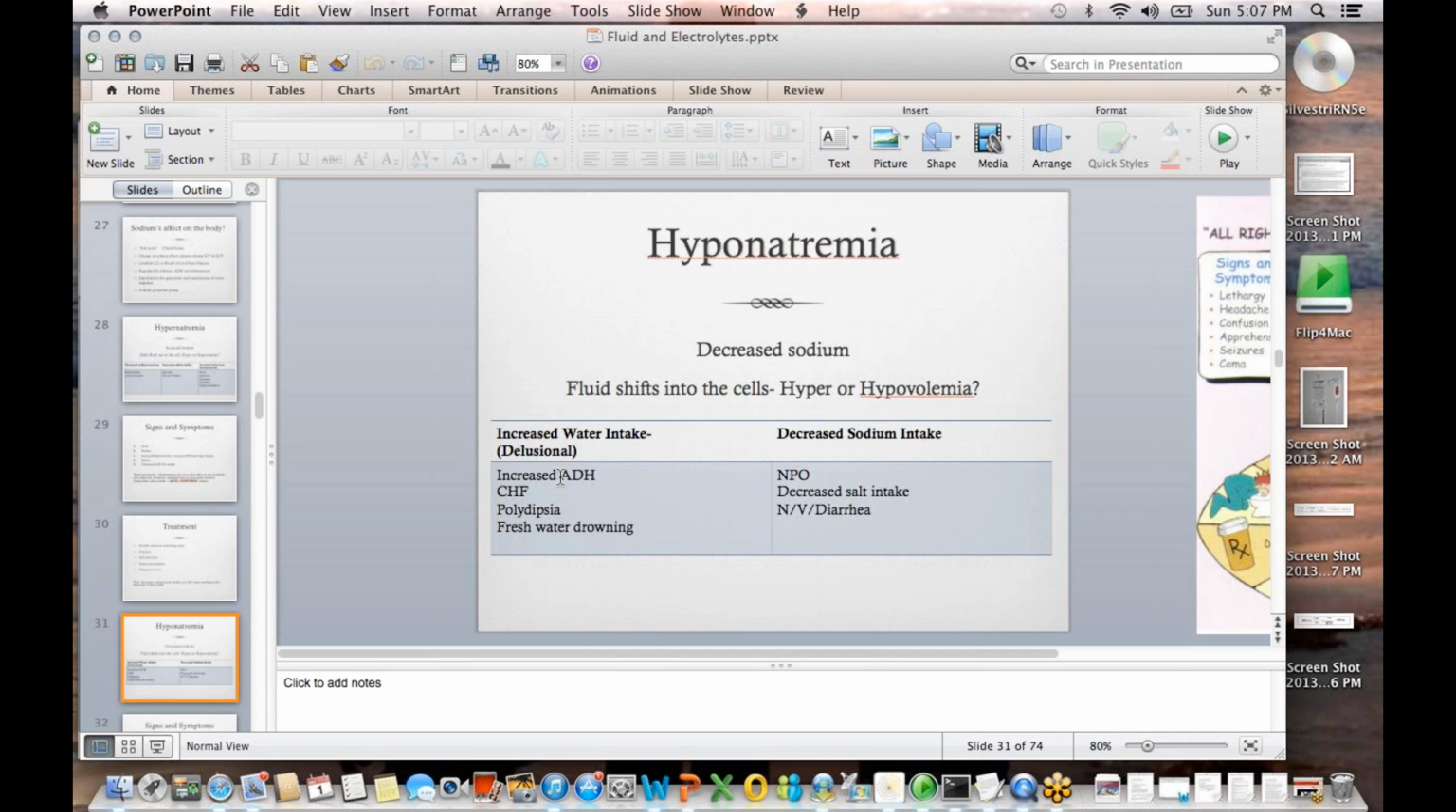And the point for the SIADH is that fluid retention causes dilutional hyponatremia. Yes. So as far as electrolytes, that's what you'll have to understand: the increased ADH causes fluid retention and then hyponatremia as far as dilutional serum lab values go. Does that make sense, Grace?